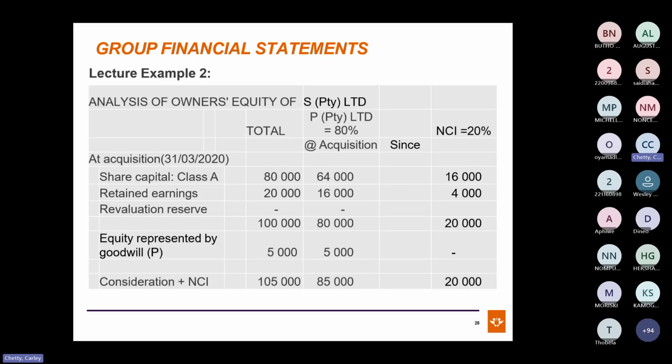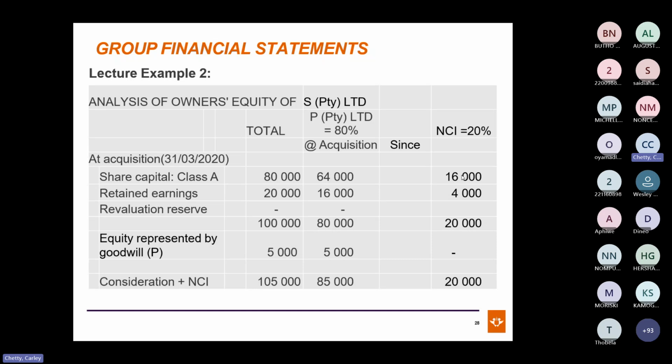Let's have a look at our analysis of owner's equity. So the analysis of owner's equity of S, we're going to follow the same process here as we did in the previous example. In this total column, we are going to start with the equity in S. S has share capital of 80,000 Rand and P owns 80% of that. So if we take 80,000 Rand multiplied by P's ownership, which is 80%, that will give us 64,000 Rand.